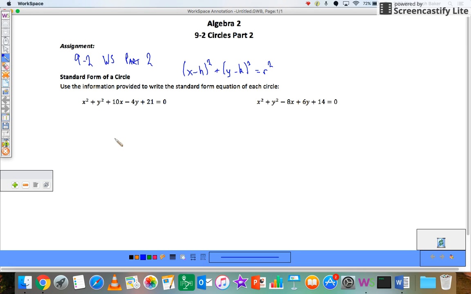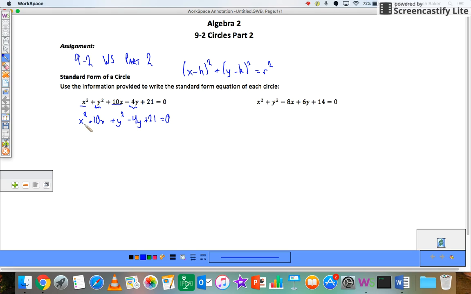Okay, so let's look at this first one here together. We got x squared plus y squared plus 10x minus 4y plus 21 is equal to 0. Here's the first thing that we're going to do. We're going to group some things together, starting with our x terms. So let's go ahead and we'll put x squared plus 10x together. Now I'm also going to do the same thing with my y terms, plus y squared minus 4y, and then I still got the plus 21.